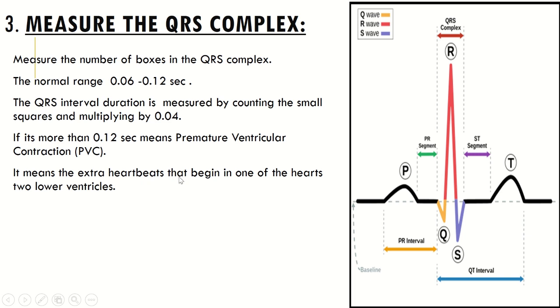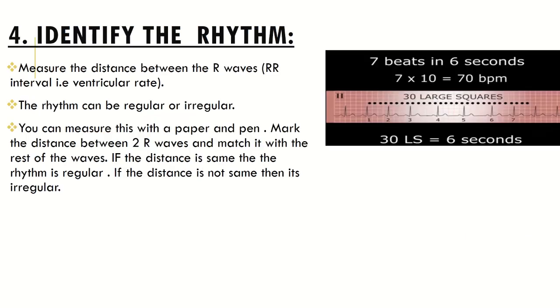It means extra heartbeats that begin in one of the lower ventricles. The heart goes very fast, extra beats are provided, and the intensity will be more, so the 0.12 seconds will be exceeded. This QRS interval will be prolonged, so the number of small boxes will be more compared to normal. So this is about the QRS complex.